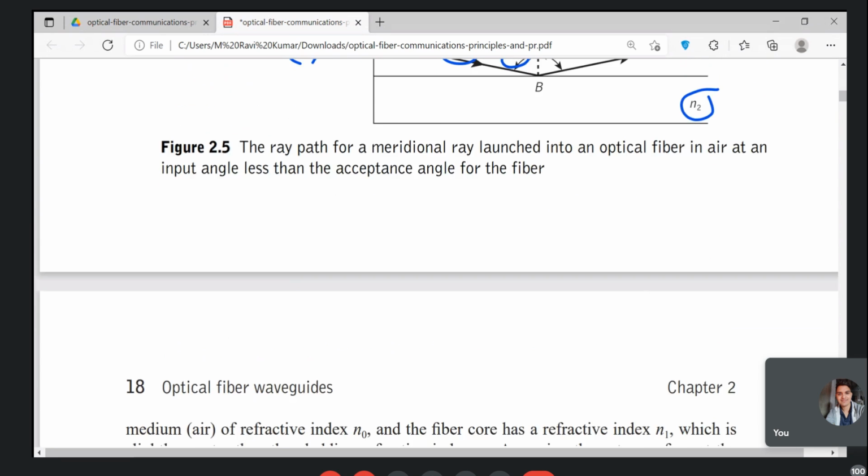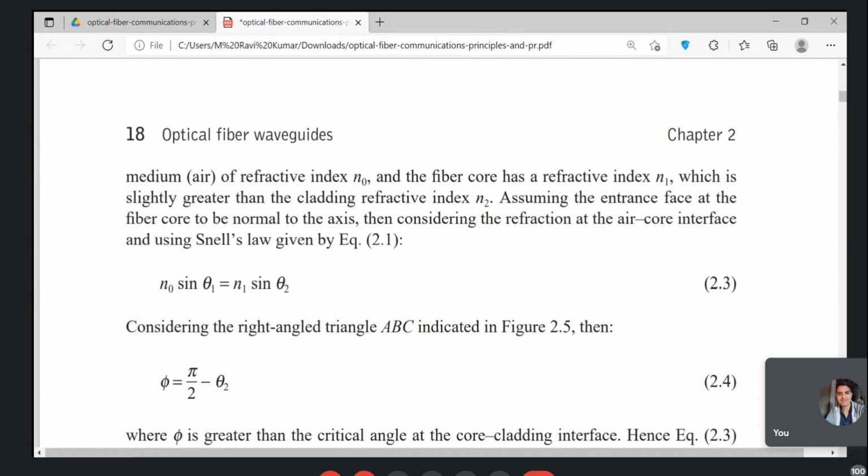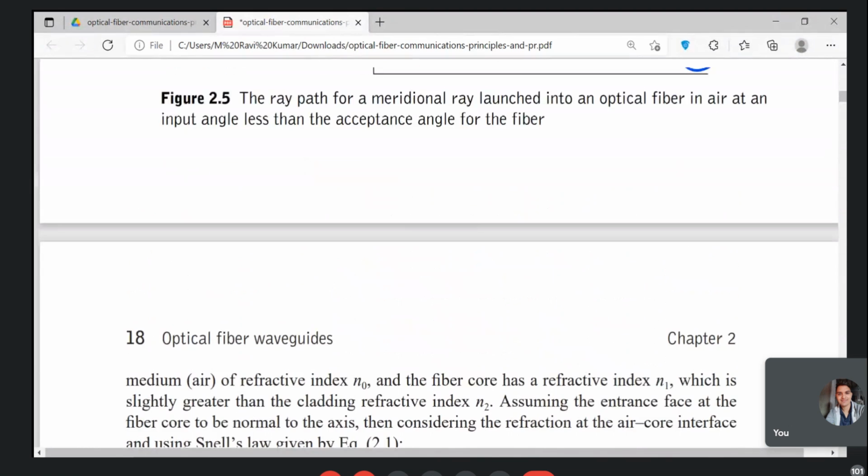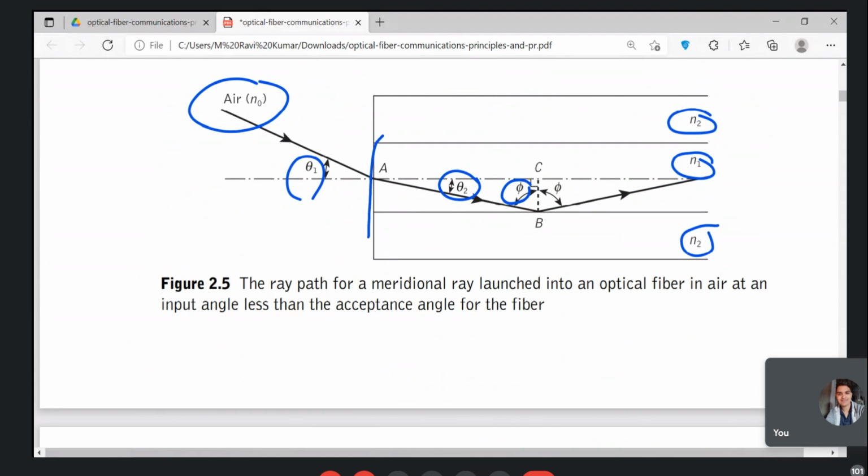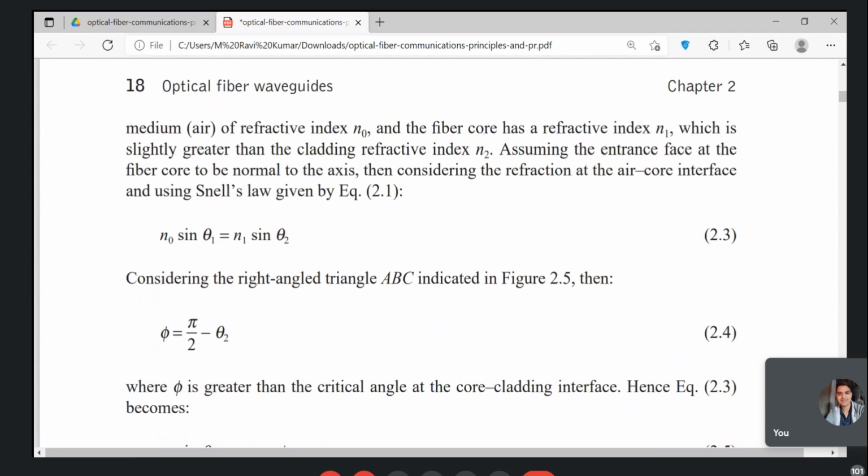Based on this, you're familiar with Snell's law, right? According to Snell's law, you have N0 sine theta 1 equals N1 sine theta 2. That corresponds to this interface: N0 and sine theta 1, and N1 with sine theta 2. This is the same Snell's law. Clear? Going forward, consider the right angle triangle ABC.